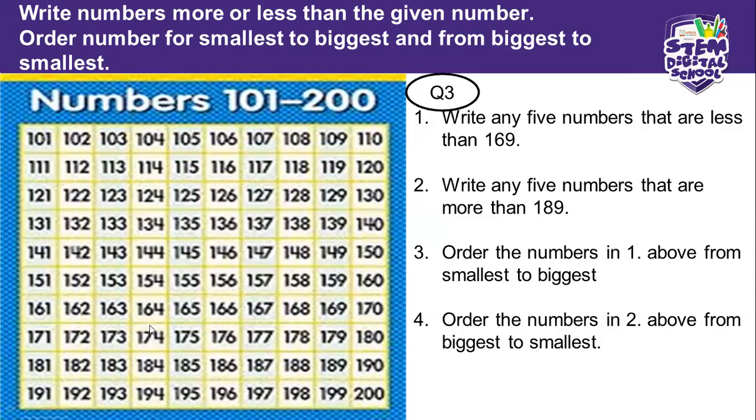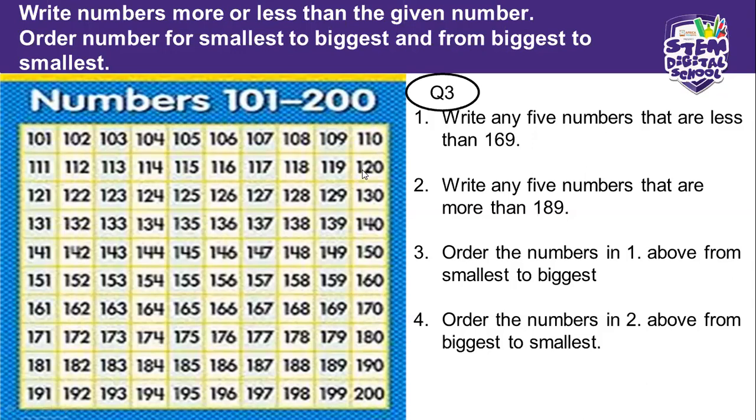I am done. Are you done? Good. I see Blessing is done. Oh, Blessing, remember, the numbers must be less than 169. You gave me 200, which is more than 169. You gave me 199, which is also more than 169. So just fix those two numbers for me there.